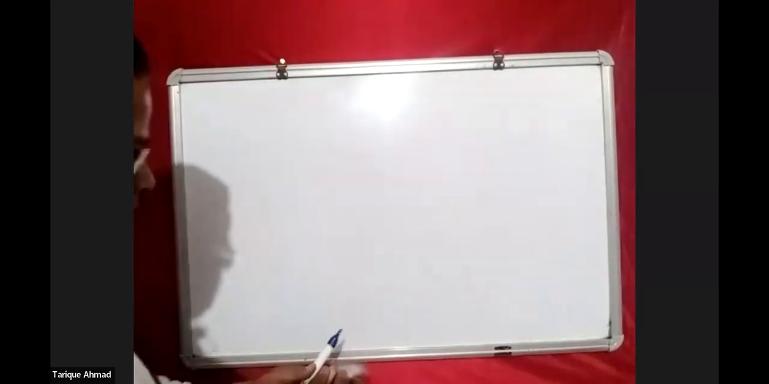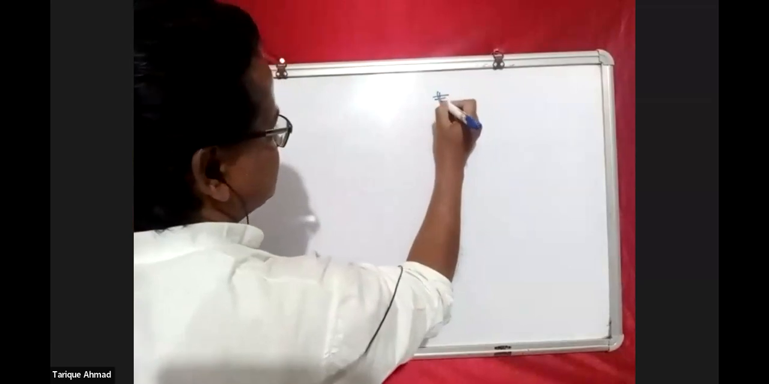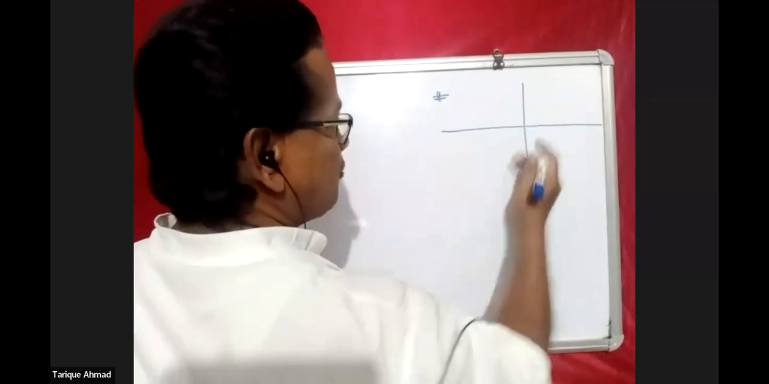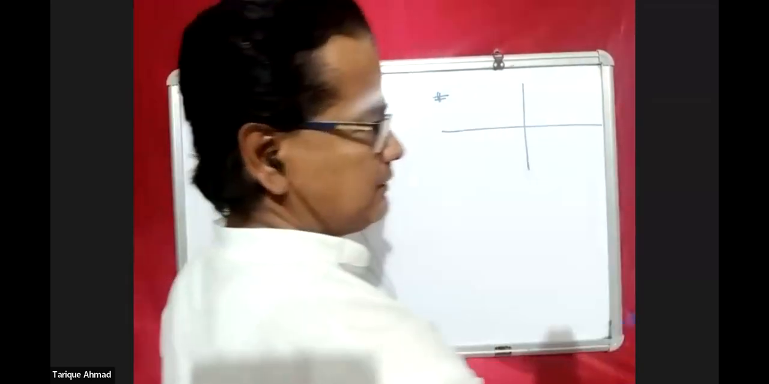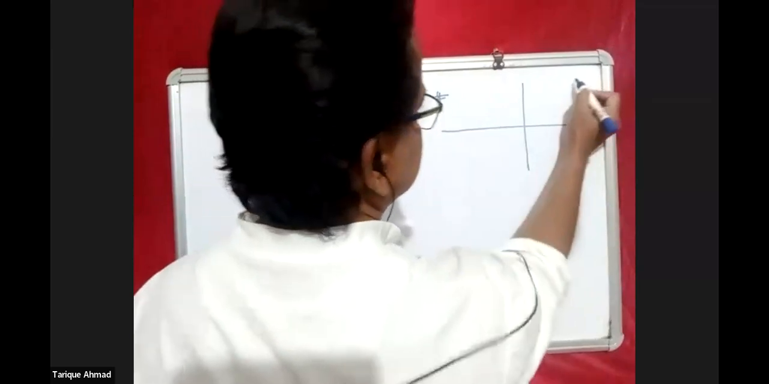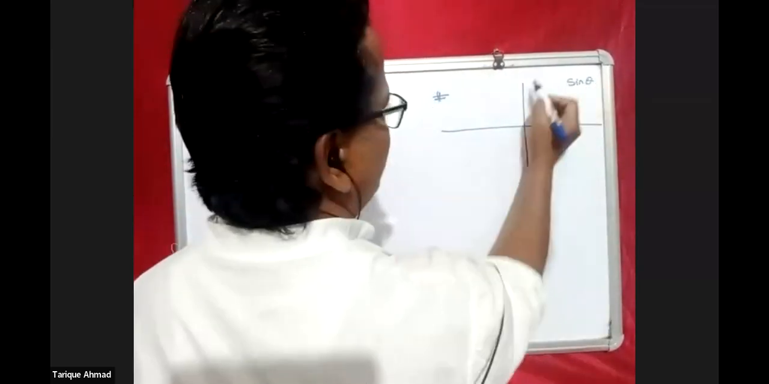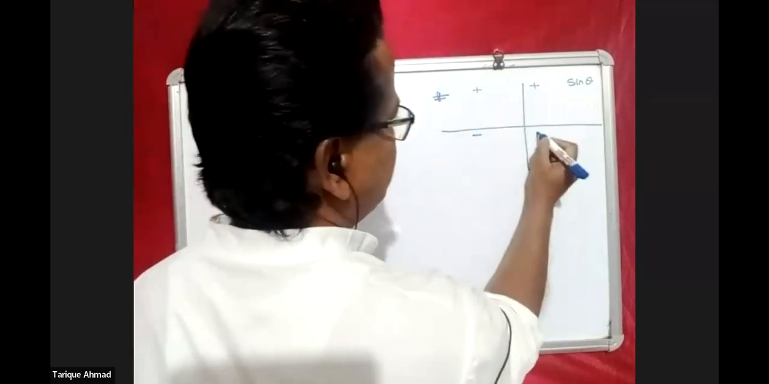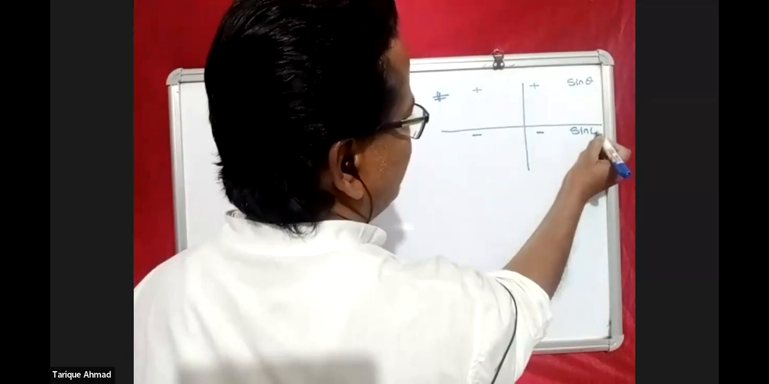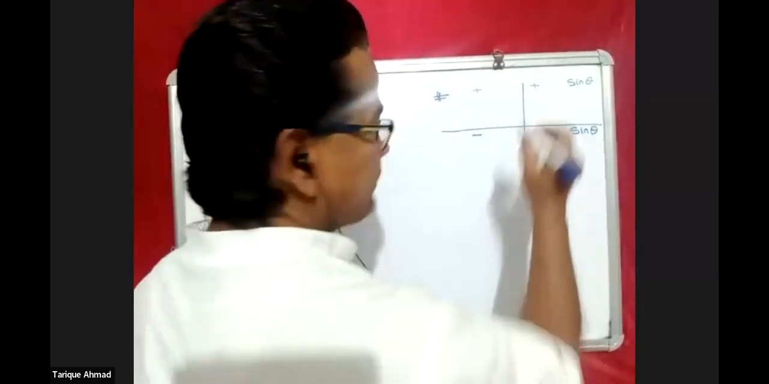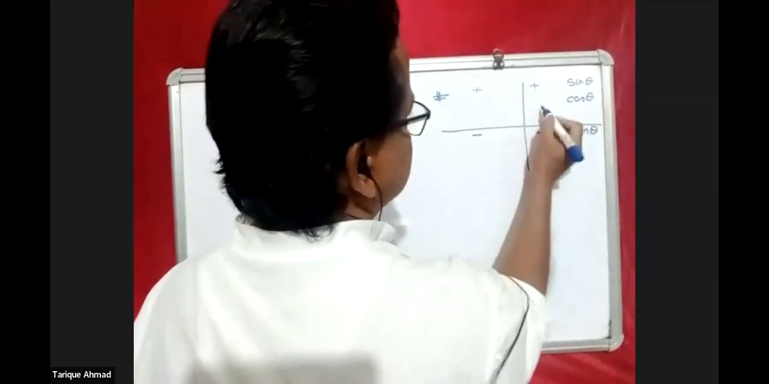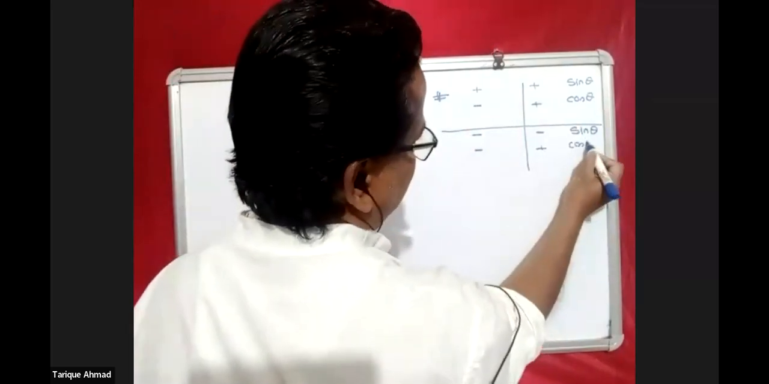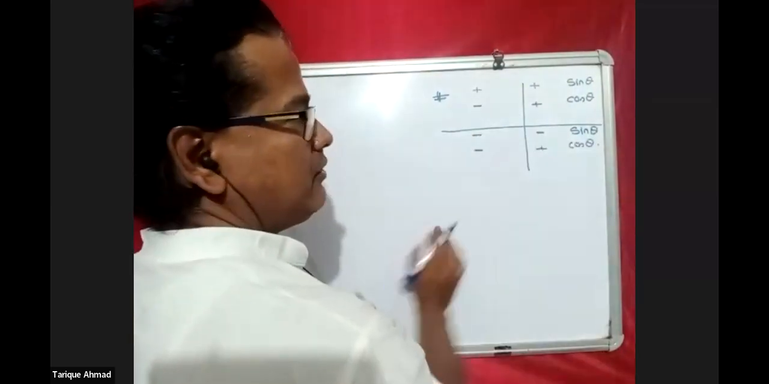Now see, in trigonometry, the first thing to memorize is, quadrant-wise, the signs. Sin theta: first quadrant plus, second quadrant plus, third quadrant minus, fourth quadrant minus. This is the sign of sine theta. Cos theta: plus, minus, minus, plus. This is the sign of cos theta in all the four quadrants.